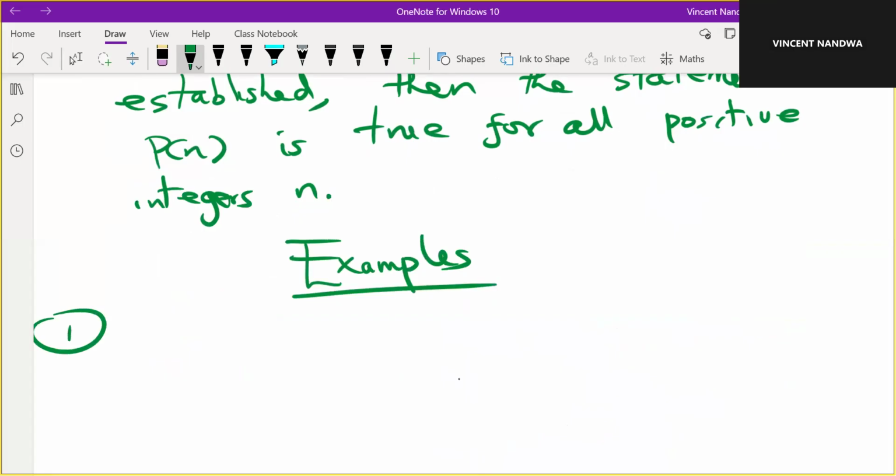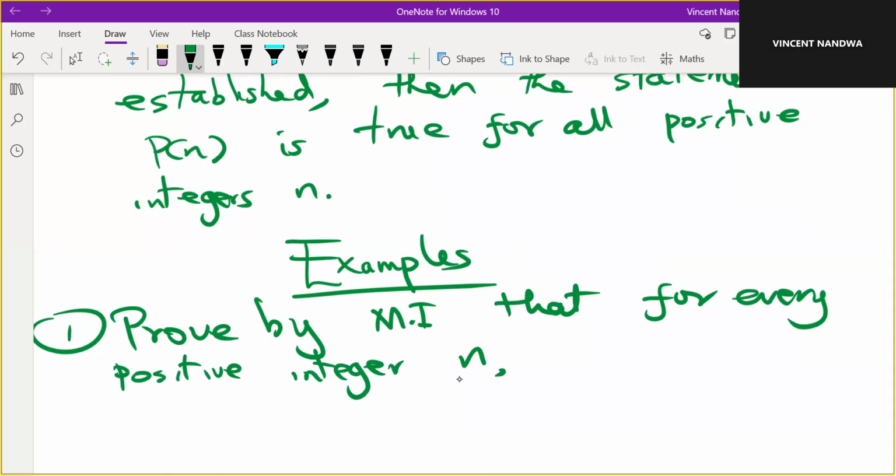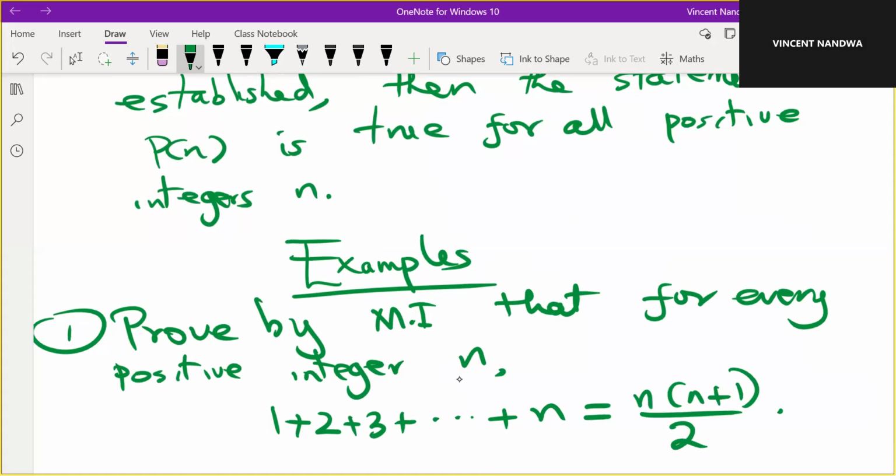Prove by mathematical induction that for every positive integer n, 1 plus 2 plus 3 all the way up to n is given by n into n plus 1 divided by 2. So write that question.